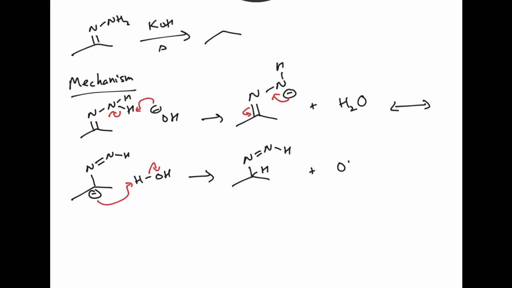And we remake hydroxide. So now I have nitrogen double bonded to nitrogen. I'm like two-thirds of the way to making nitrogen gas, right? So now our hydroxide removes this hydrogen. These electrons in the nitrogen-hydrogen bond come down to make a nitrogen-nitrogen triple bond. And then we break this nitrogen-carbon bond to again make another carbanion.